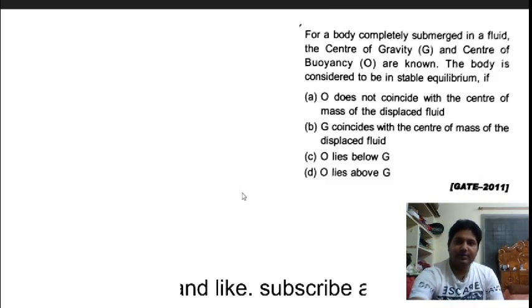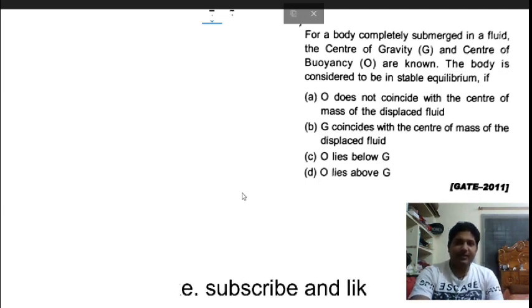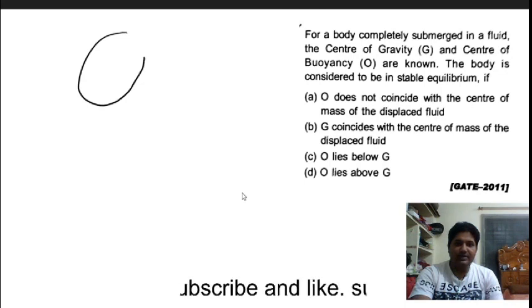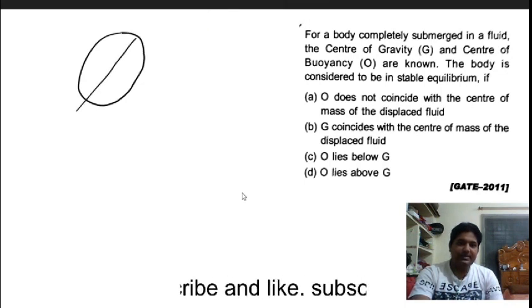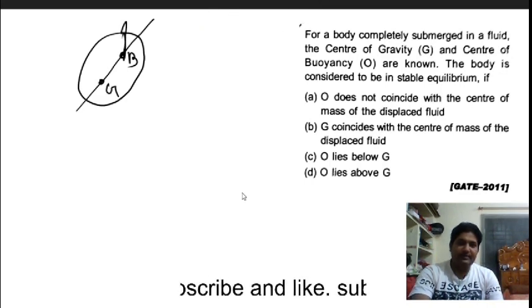Now this is for a body which is completely submerged in liquid. The center of gravity and center of buoyancy are known. The body is considered to be in stable equilibrium if, the body is completely submerged. Suppose this is the axis of the body, this is the point of buoyancy, and this is the center of gravity. The buoyancy force will be acting in the upward direction, and the weight will be acting in the downward direction.